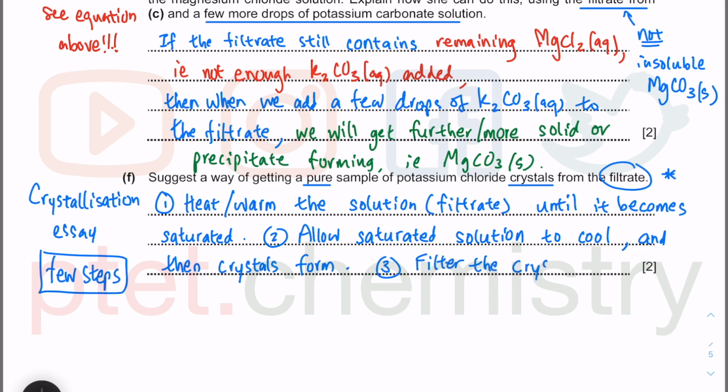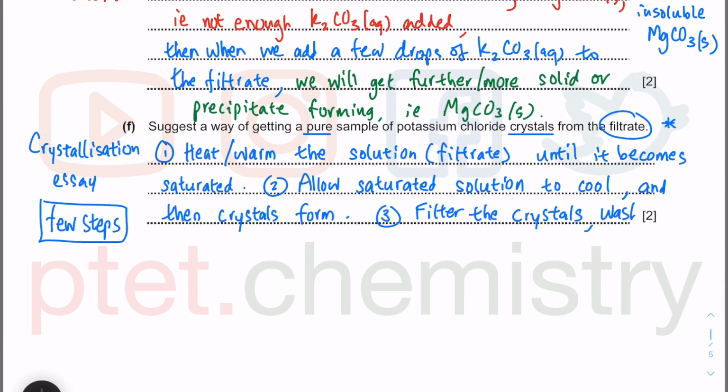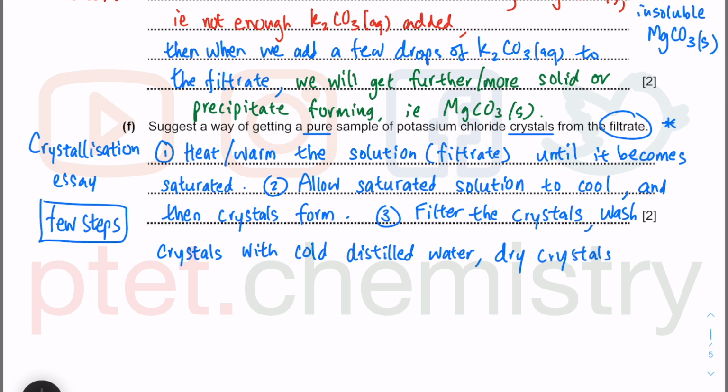So crystals are solid. You filter the crystals using a filtration apparatus, and then you wash the crystals with cold distilled water. Just like the earlier bit of the question, you want to remove any soluble impurities, and then you dry the crystals in between filter papers. So drying is not asked here, so you don't get marks for drying, but it is quite common. Sometimes the question will say a pure dry sample of the crystals. So after you get the crystals purified upon filtration, it's good to dry them in between filter paper as well. That's it really for this work.